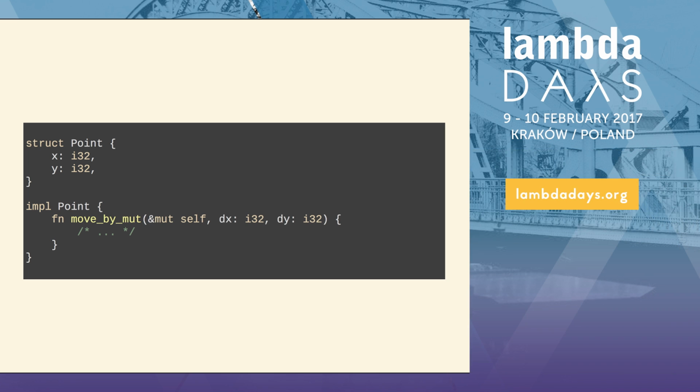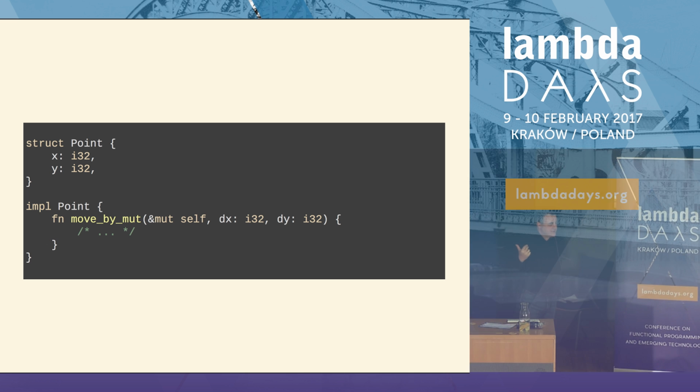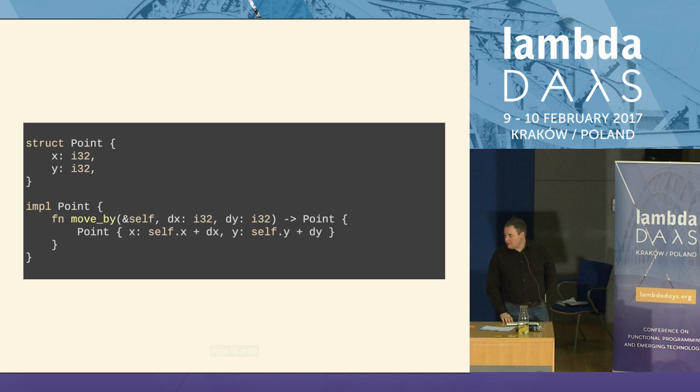But look at this one. It's almost the same, but takes self as a mut or mutable reference. That means this function is supposed to change the object itself, the object it is called upon. So you can pretty much guess what this should be doing.